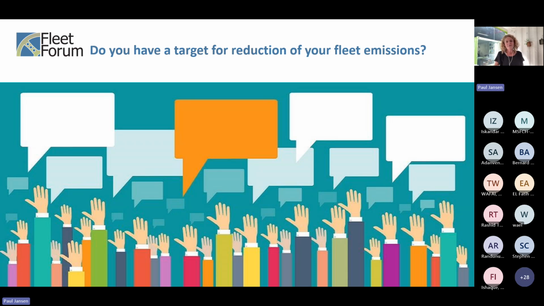So please use the chat box to tell us whether you have a target for the reduction of your fleet emissions. It could also be that you don't know, that maybe somewhere in the organization, in a sustainability department or at HQ level, people have decided on a target, but you might not know. That is also a good answer. Don't feel shy to tell us like it is, right?